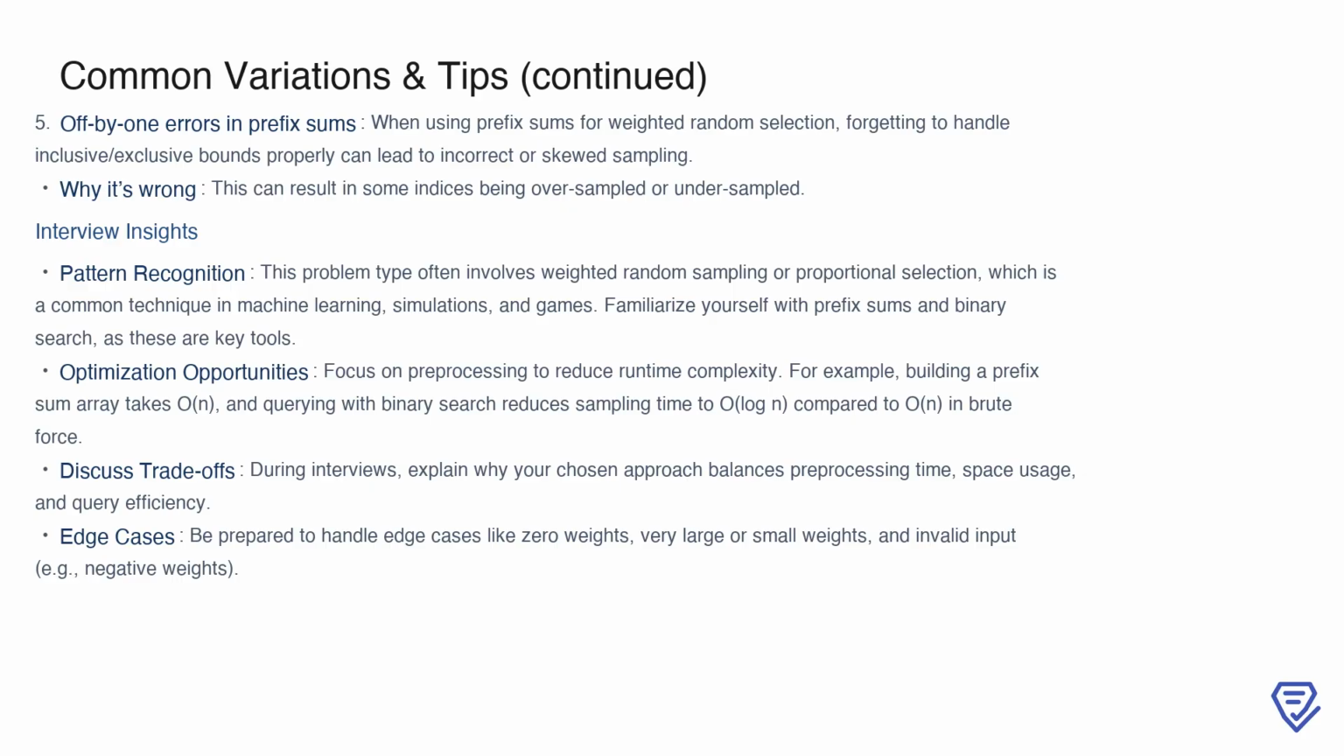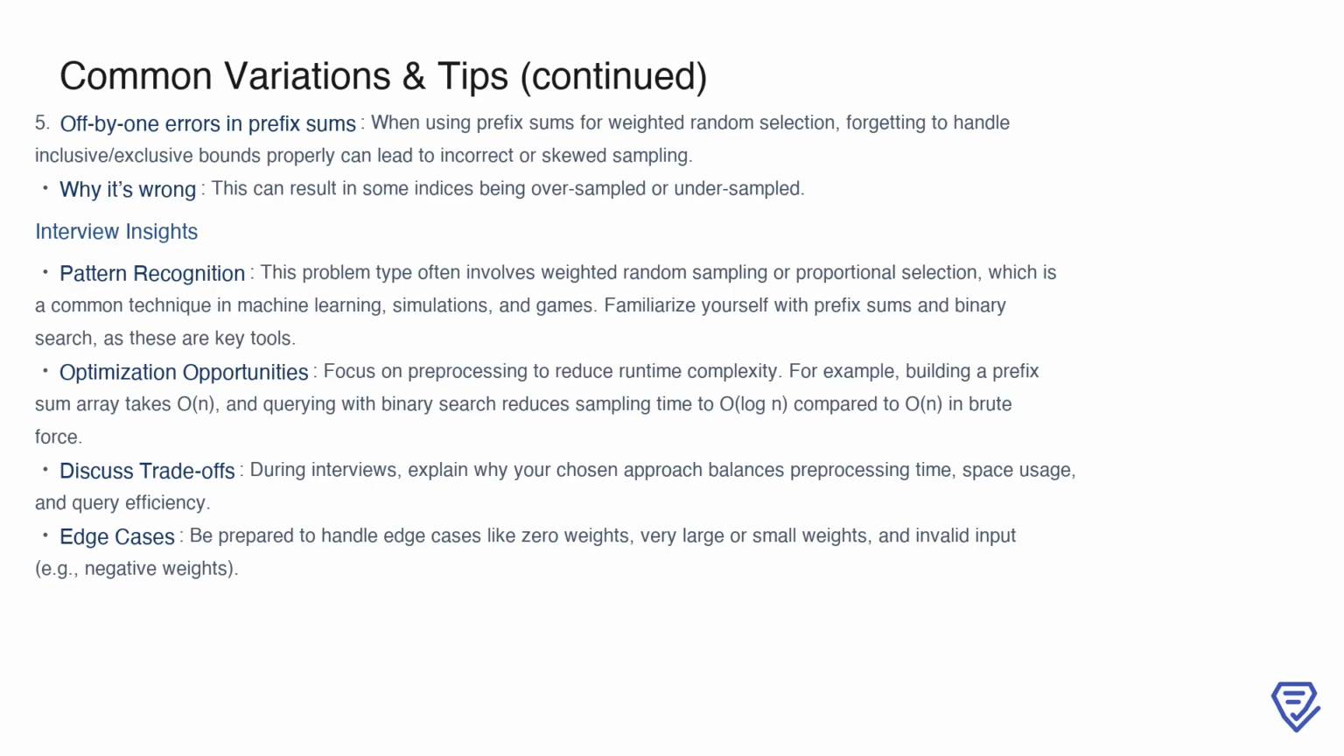Now, another common issue arises with off-by-one errors when working with prefix sums for weighted random selection. It's easy to mishandle inclusive or exclusive bounds, which can skew the sampling probabilities. This might result in some indices being oversampled while others are undersampled. Beyond these mistakes, it's helpful to understand the broader context of this problem.